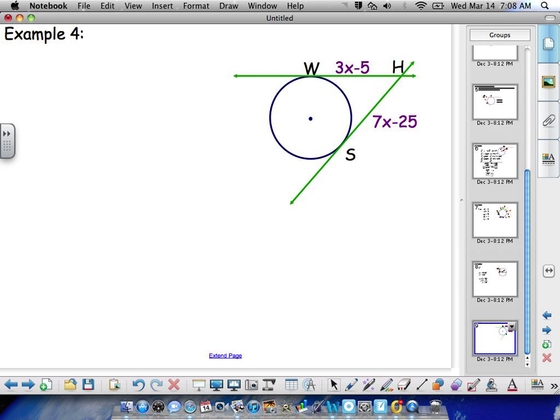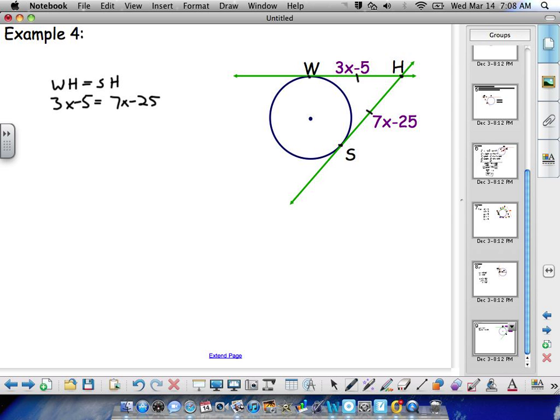All right, W and S are points of tangency, so we mark that with a little point to show that it's tangent. Let's solve for x. To solve this problem, we use the property that H is an exterior point and segments tangent to a circle from the same exterior point are congruent. So WH must equal SH. Substitute in: 3x minus 5 equals 7x minus 25.